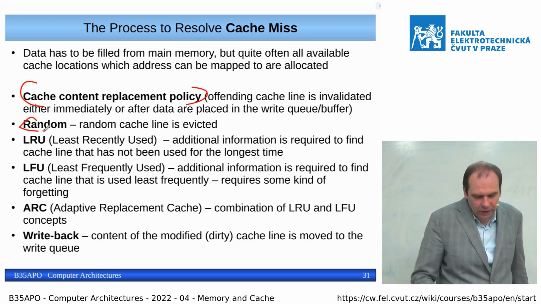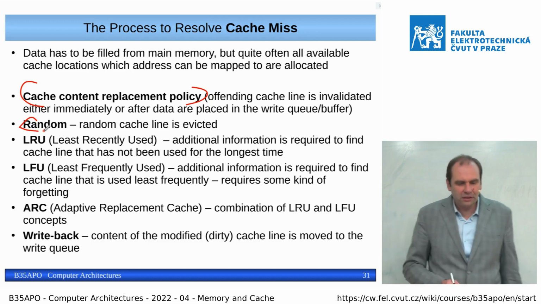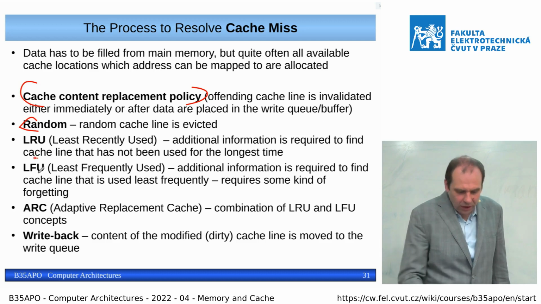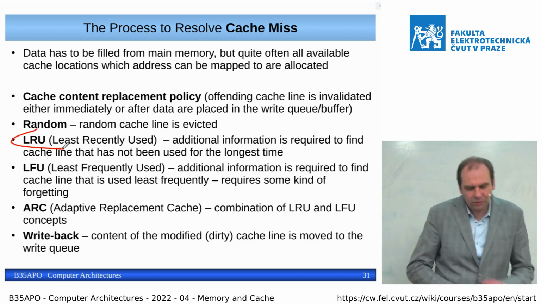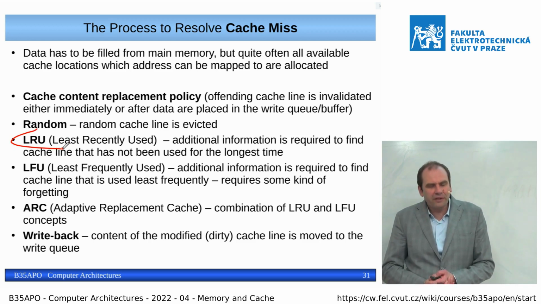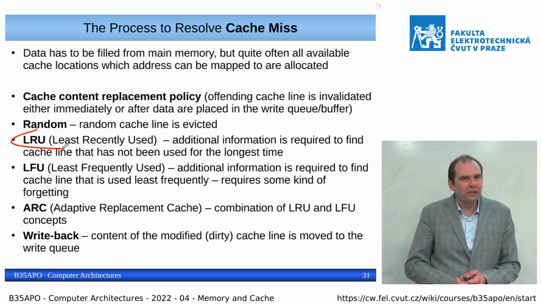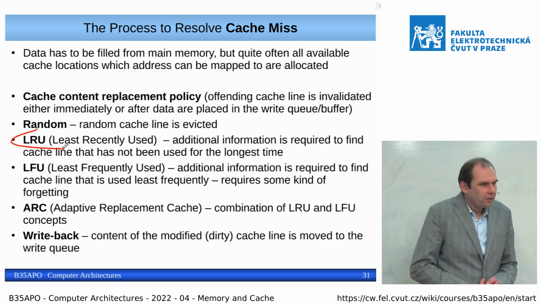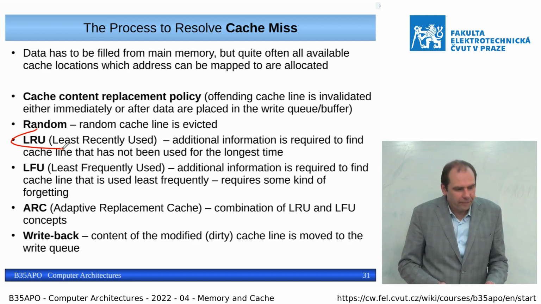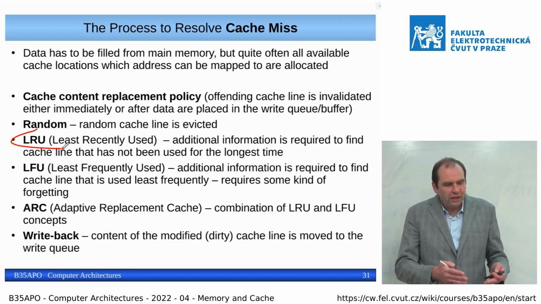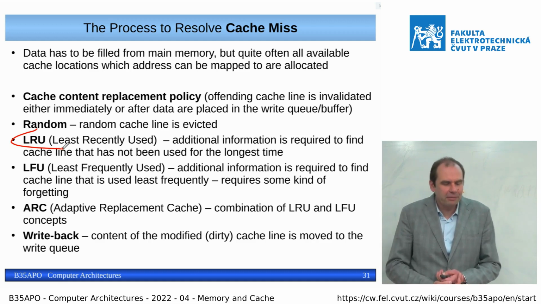And we can do a random replacement. So basically we randomly choose, okay, this line will no longer be used. We can try to find the least recently used, which is the most common algorithm. So basically we look for the data which has not been used in the computation for the longest time. Because those data which have been used in previous iterations and so on, and are in fact often accessed, probably can be accessed again.